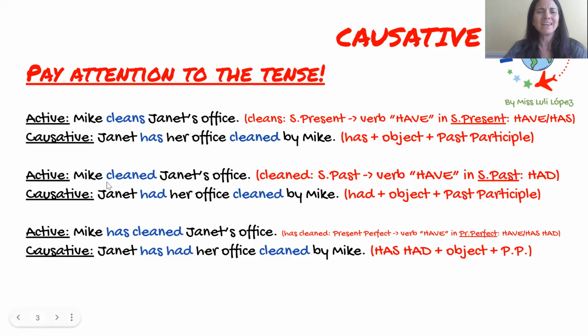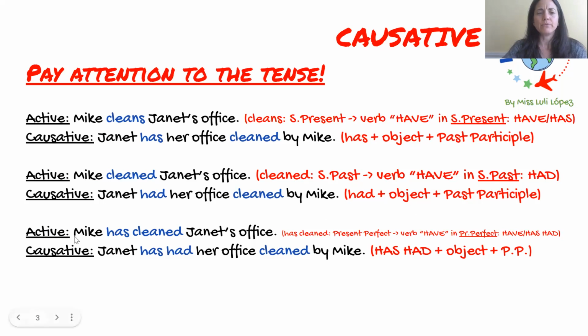Check the other one. Mike cleaned Jeanette's office. Cleaned is in the simple past. So the verb have is in simple past, had. Now the causative is Jeanette had her office cleaned by Mike. So it's had plus the object plus the past participle.